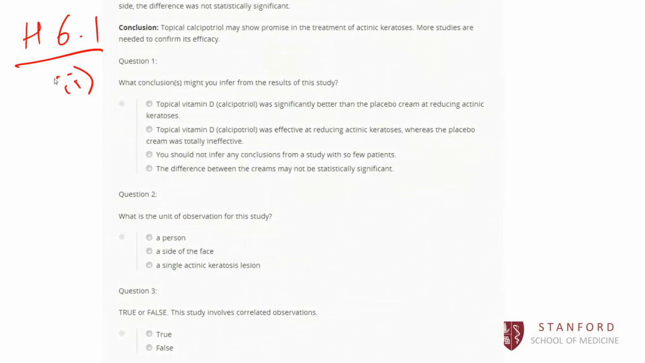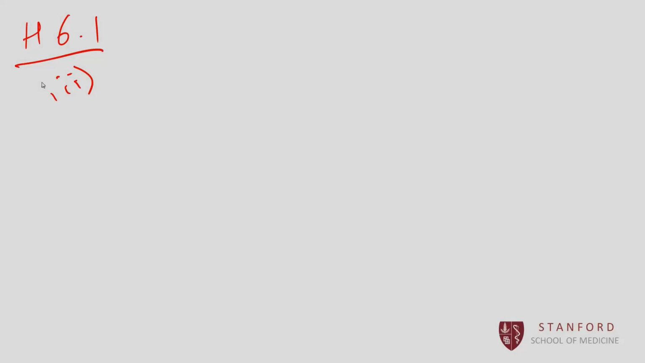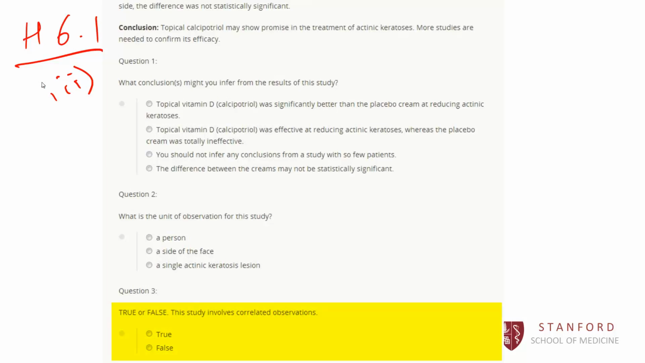The next question asks us the unit of observation for the study. Because we were studying the side of a face, that is the unit of observation, and that's the answer to this question. This study does involve correlated observations because we are studying two sides of the same person's face, and these obviously will be correlated.